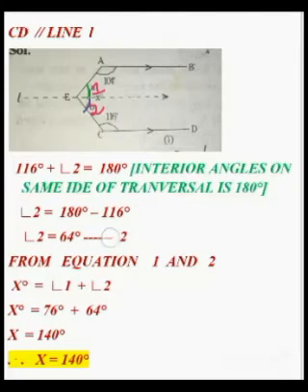Now we got angle 1 as 76 degrees and angle 2 as 64 degrees. Now you have to find out the measure of x. Measure of x means what, children? Angle 1 plus angle 2, isn't it? So from equation 1 and 2, x degrees is equal to angle 1 plus angle 2. Angle 1 we got 76 degrees plus angle 2, 64 degrees. So x degrees is equal to 140 degrees. So the value of x is equal to 140 degrees.